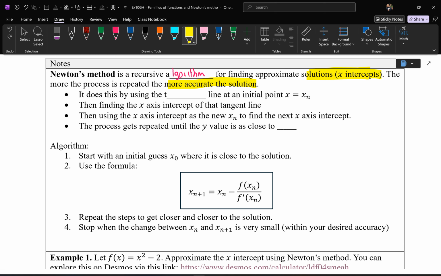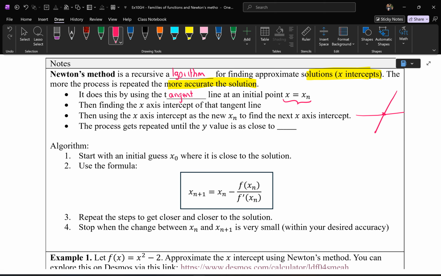How does it work? Very simple idea. Newton's method finds the x-intercepts by simply finding the tangent. So it uses a tangent line, which means you need the derivative. It uses a tangent line at any point. So you start off at an x value, say xn. And then with that tangent line, it must eventually cross the x-axis. When it crosses the x-axis, that becomes your new x value for the next tangent point.